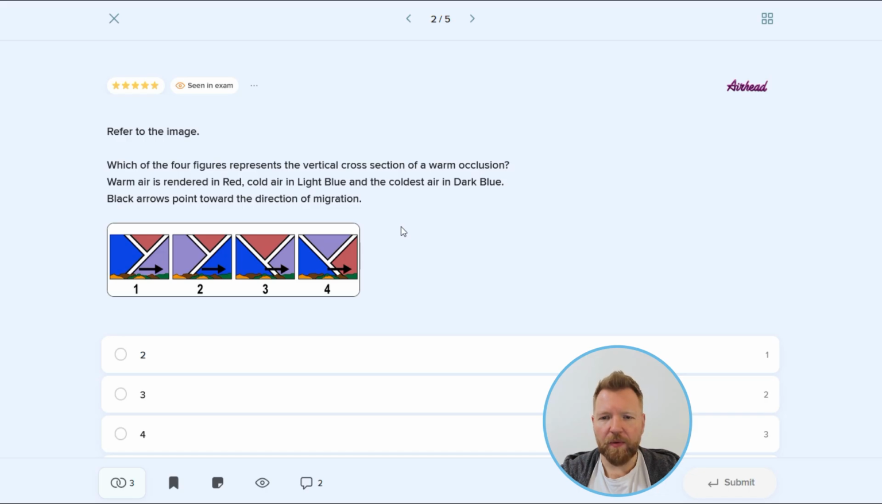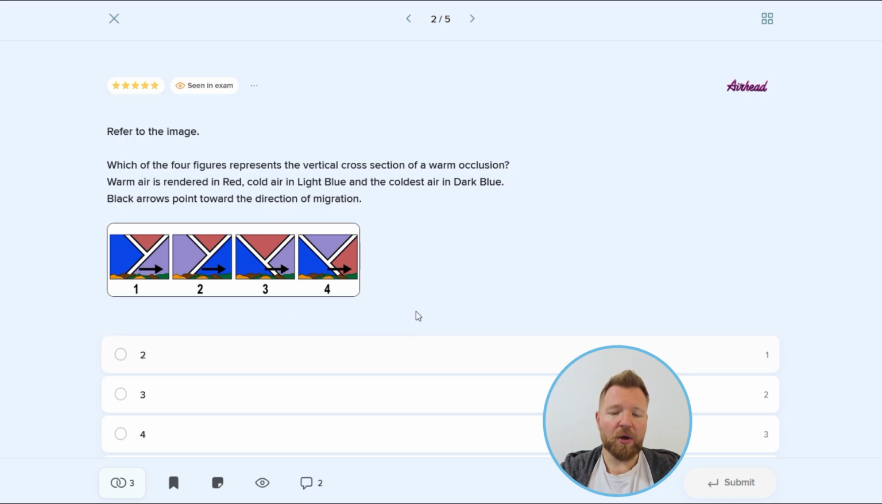Occlusion or occluded front forms when cold and warm front merge. It happens because the cold front travels faster than the warm front, undercuts the warm sector, and finally catches the warm front. We have 2 types of occlusions: cold occlusion and warm occlusion. Cold occlusion forms when the cold front undercuts the warm front. It happens when the cold polar air in front of the warm front is warmer than cold polar air behind the cold front. And this situation is depicted in image number 3.